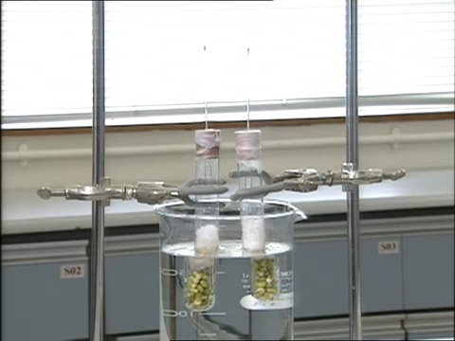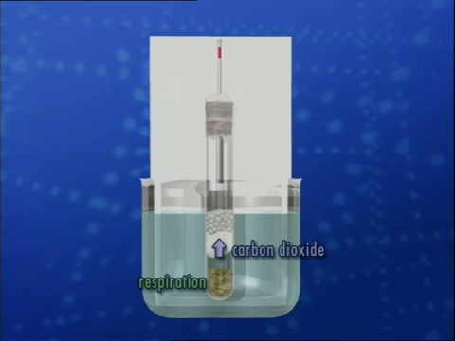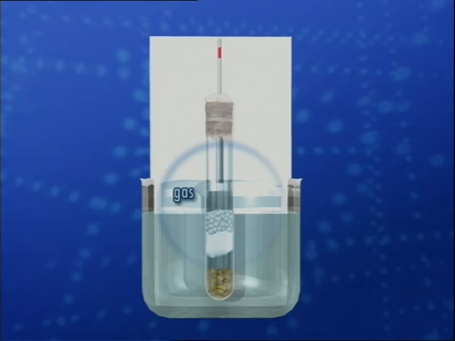Why is this so? Germinating seeds are alive. They undergo respiration, during which oxygen in the test tube is consumed and carbon dioxide is released. But the released carbon dioxide is immediately absorbed by the sodium hydroxide, resulting in a decrease in the volume of air inside the test tube. Therefore, the red ink moves downward.